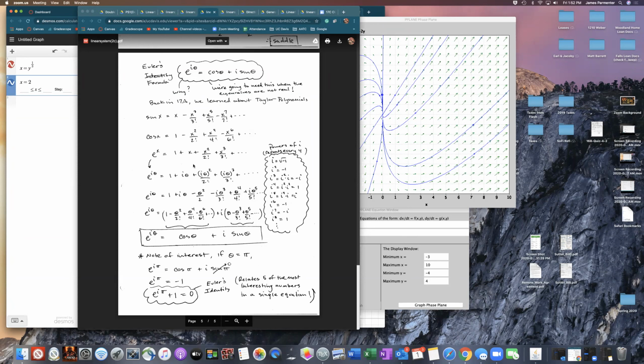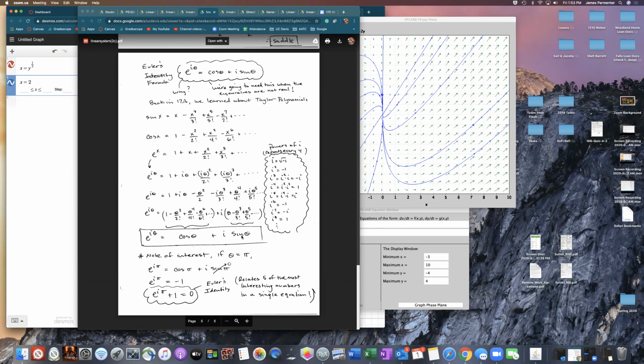And so this ends up becoming 1 plus i theta minus theta squared over 2 factorial minus i theta cubed over 3 factorial, etc. And it exactly breaks up into the even parts that look like the cosine and the odd parts that look like the sine with an i factored out. And so it exactly is cosine theta plus i sine theta.